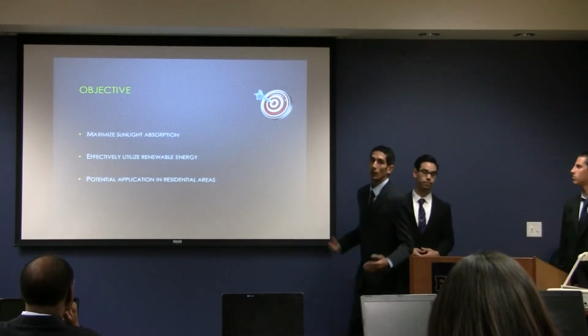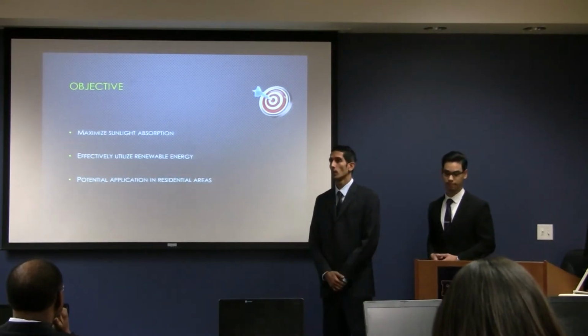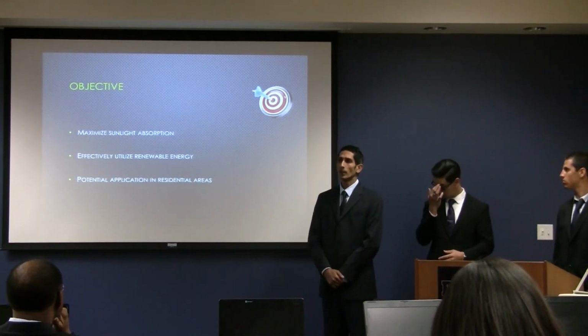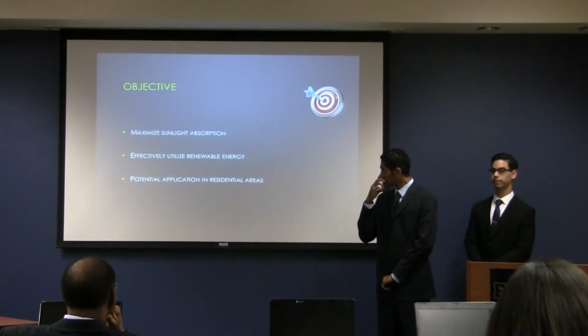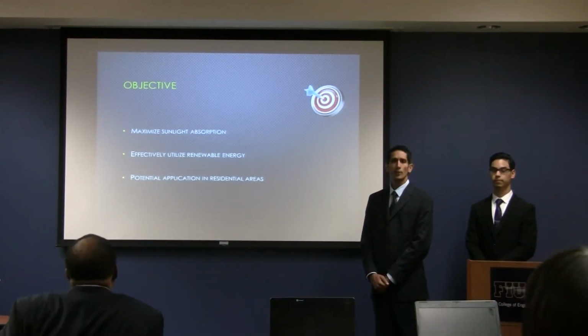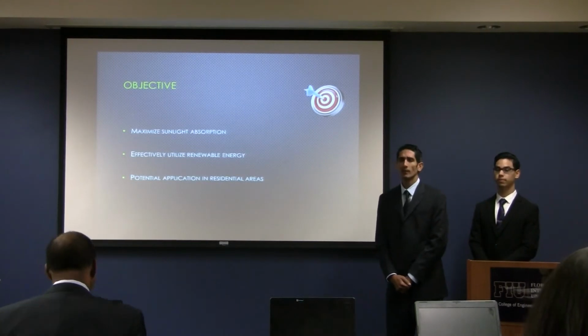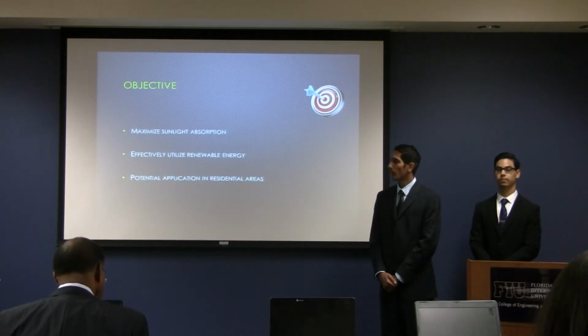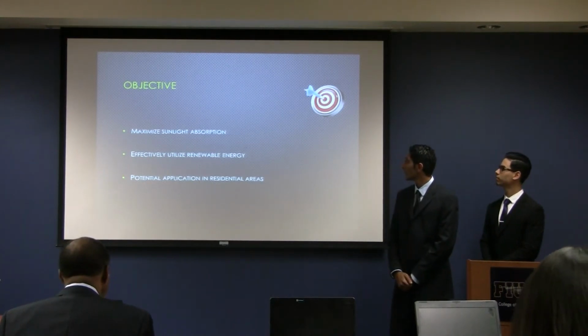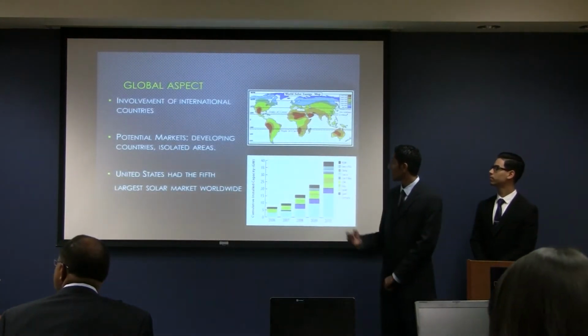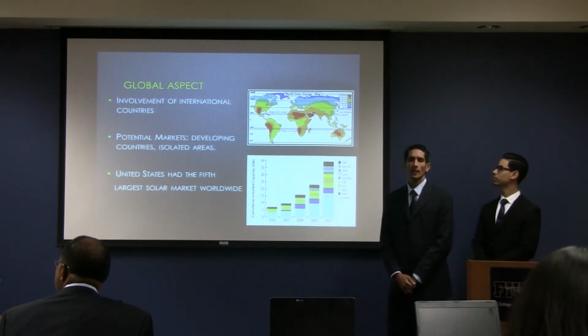Our objectives are to maximize the sunlight absorption by utilizing the 3D geometry. To do that, we potentially apply our 3D geometric shape in the residential area. Further, if we look into our design goals, or global aspect of our design.